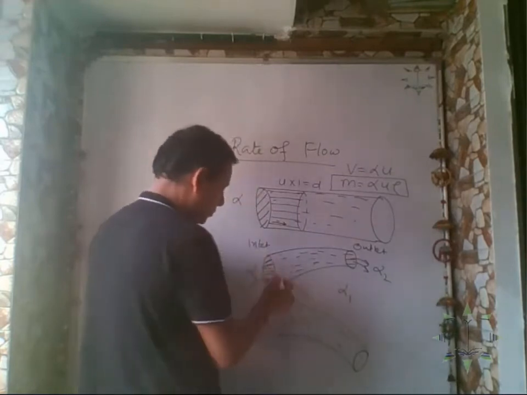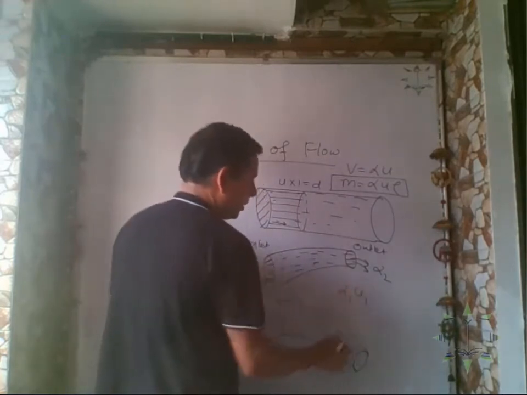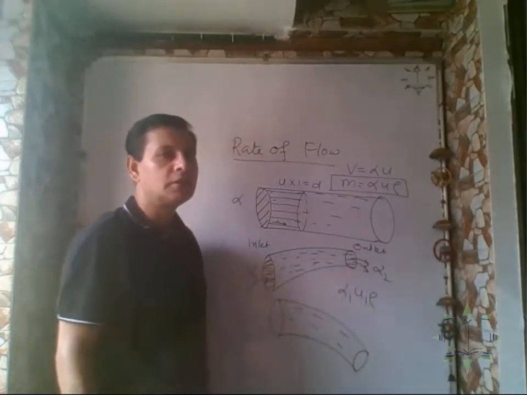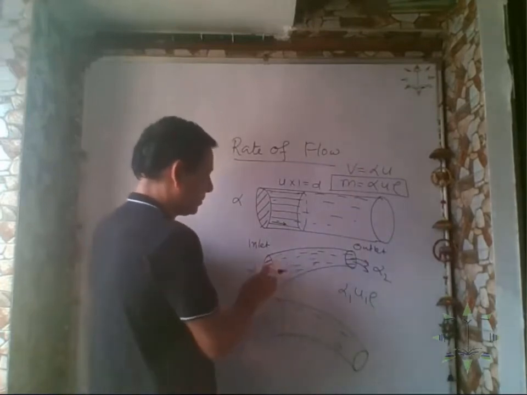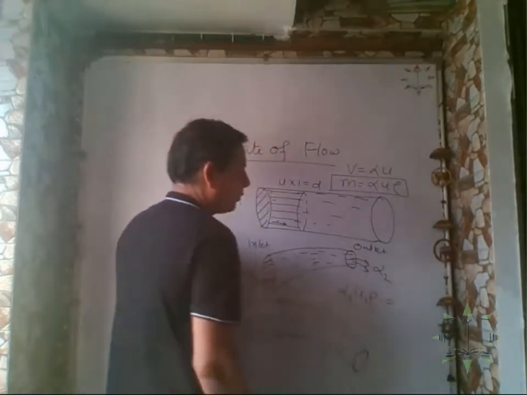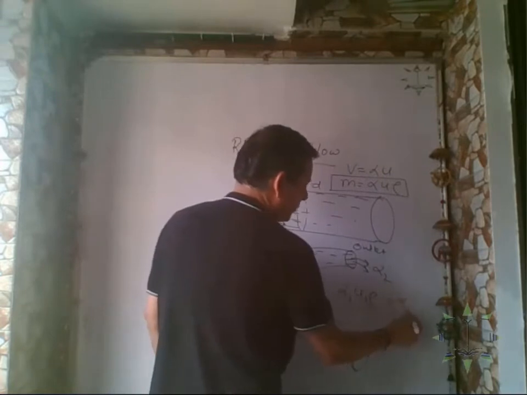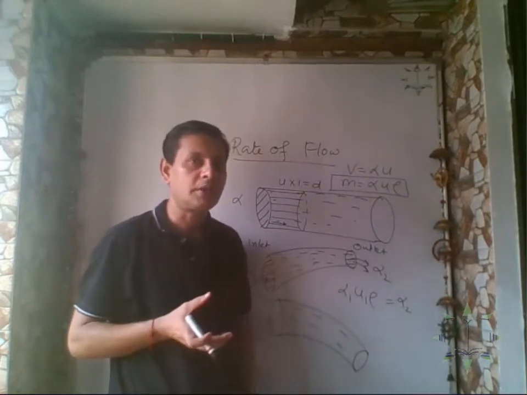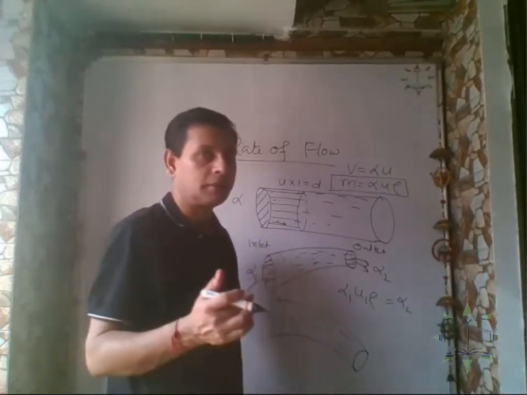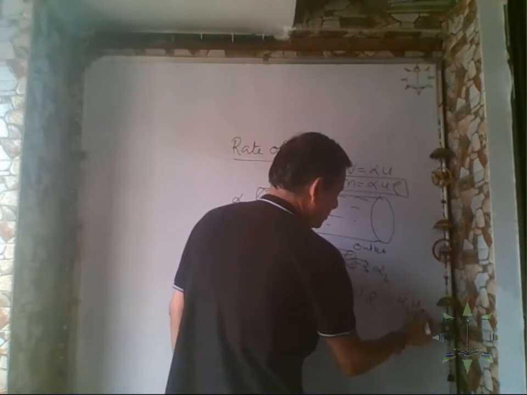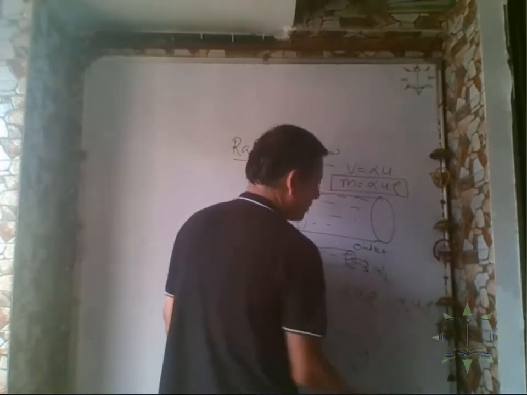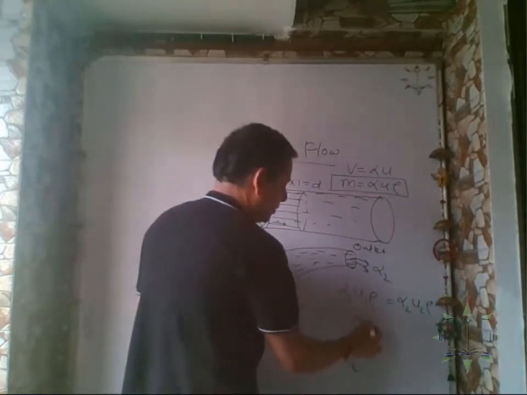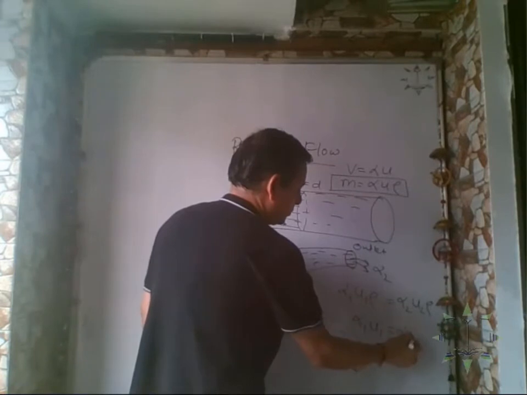Alpha 1. Velocity of flow here is u1 and rho is the density. So liquid is considered to be incompressible. Okay, so density will remain same here. So what will be the rate of flow at the outlet? Alpha 2. यहाँ पर क्या हो जाएगा, क्रॉस सेक्शन एरिया कम है, तो क्रॉस सेक्शन एरिया कम होने से क्या होता है कि वेलोसिटी बढ़ जाएगी. ठीक है. So suppose here velocity is u2 and density will remain same here and here. Okay, so alpha 1 u1 equal to alpha 2 u2.